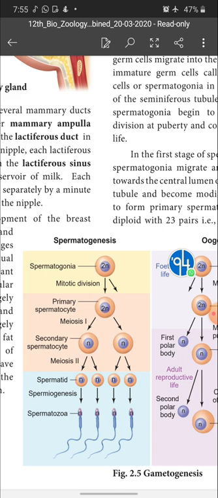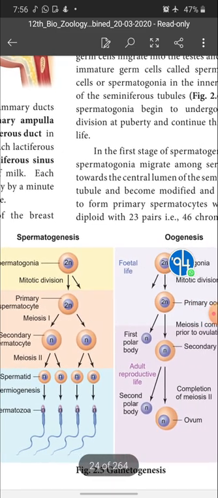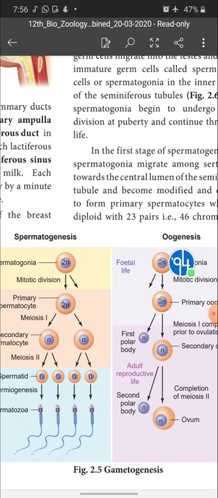Primary spermatocyte is 2n in nature, that is diploid in nature. Secondary spermatocytes are n in nature, that is haploid in nature. Again the secondary spermatocyte undergoes meiosis 2 to form a spermatid. That's all. The cell division will be stopped with that. After that what happened? The spermatid undergoes a process called spermiogenesis, by which the spermatid is converted into spermatozoa. That's all about spermatogenesis.